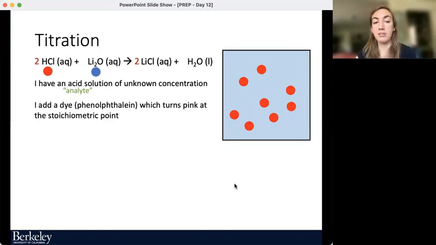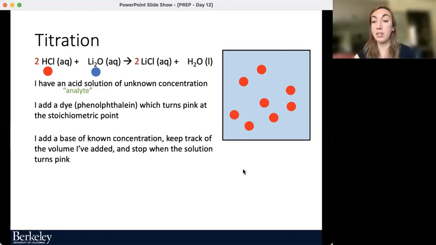Then I can add a dye, which is going to be clear if my solution is acidic, but then it's going to change color at the stoichiometric point. This dye we use is called phenolphthalein. You don't have to memorize that, but just so you've heard it before. All you need to know is that I can tell when I've reached the stoichiometric point. I can tell when my solution is no longer acidic.